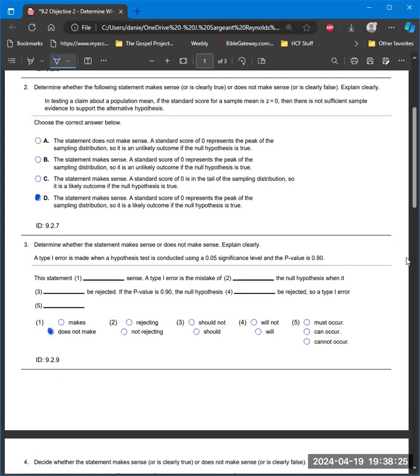The type 1 error is a mistake of rejecting the null hypothesis when it should not be rejected. If the p-value is 0.90, the null hypothesis will not be rejected. So a type 1 error cannot occur. A type 2 error could occur, but not a type 1 error.